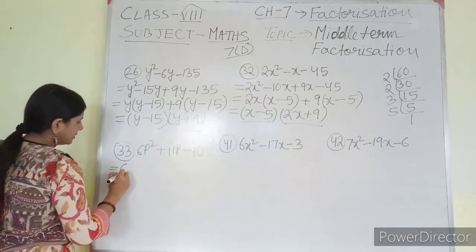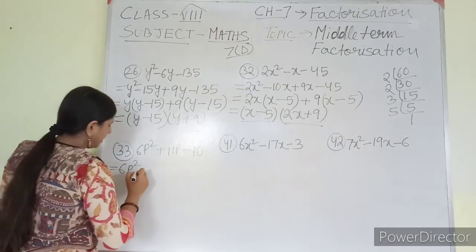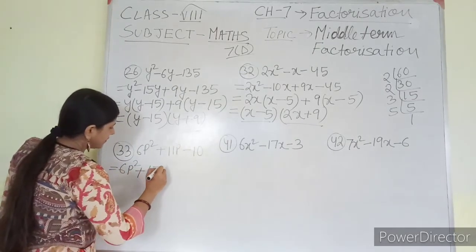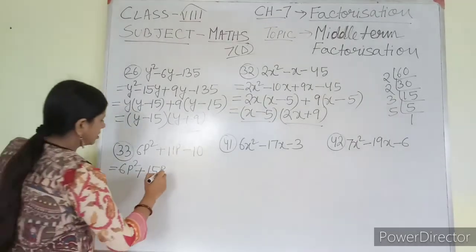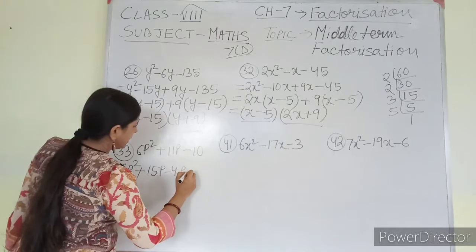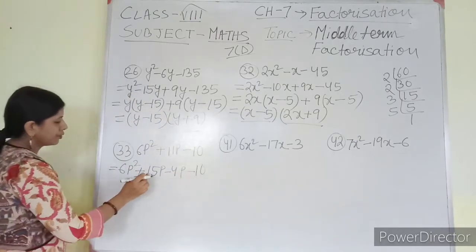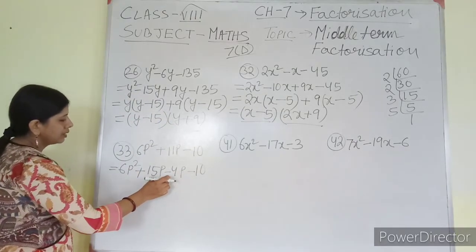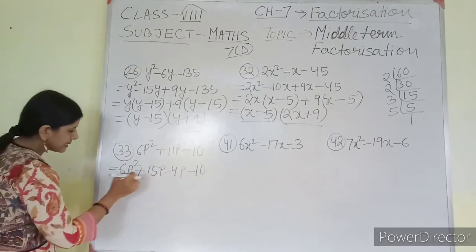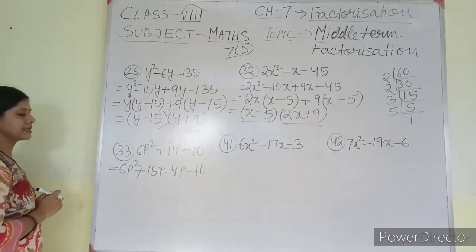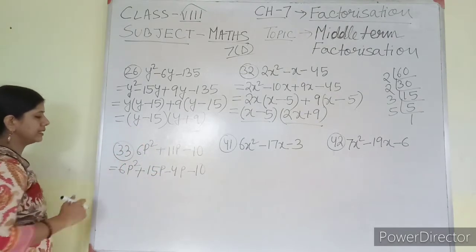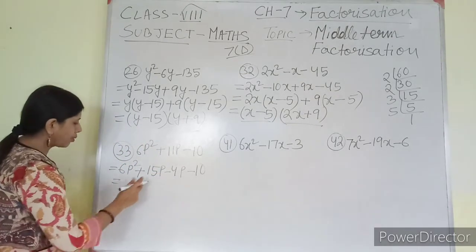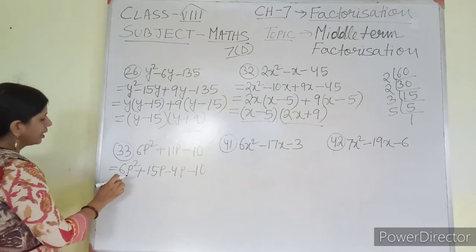So I can write here 6p square plus 15p minus 4p minus 10. So 15 into 4, that will give you 60. 10 into 6, 60. And 15 minus 4 is 11. So plus sign is here. Now take common in between these two.